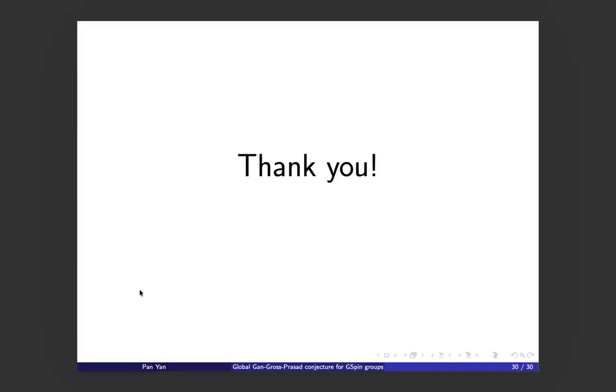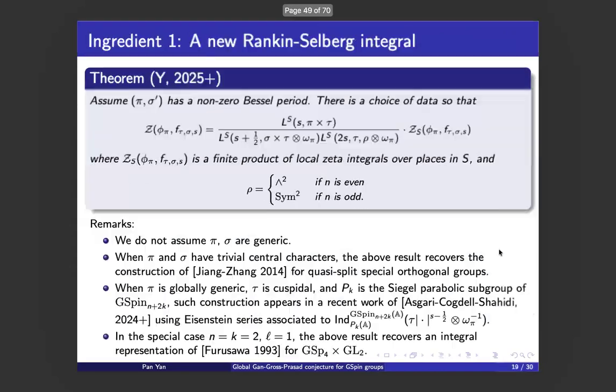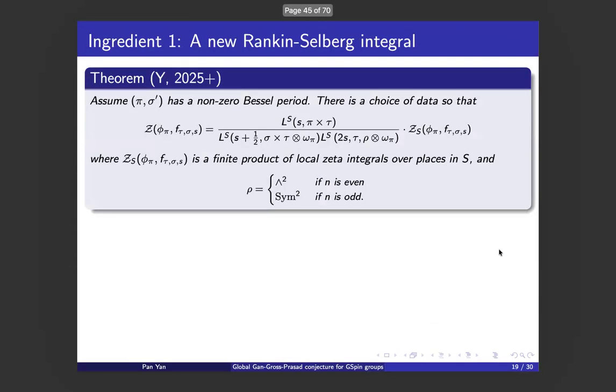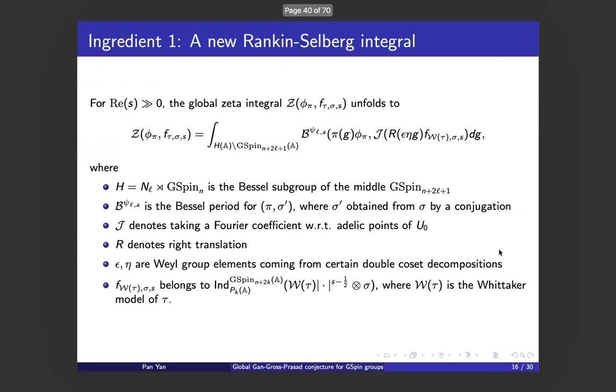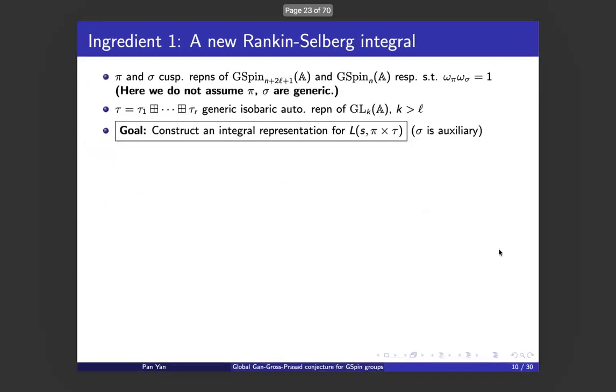Maybe I have just a general question about the framework of the GGP. Is it expected that there is a direct relation, an actual equality, between the Bessel period and the L-value? Because the proof for this case is quite indirect. It seems like you have to go through all these steps.